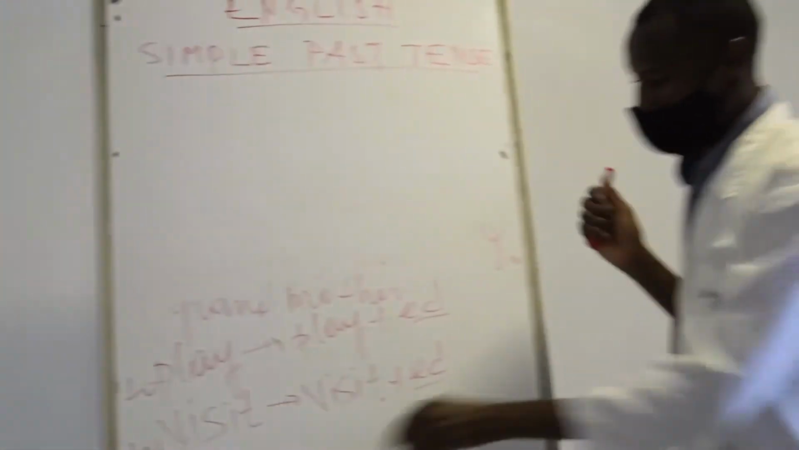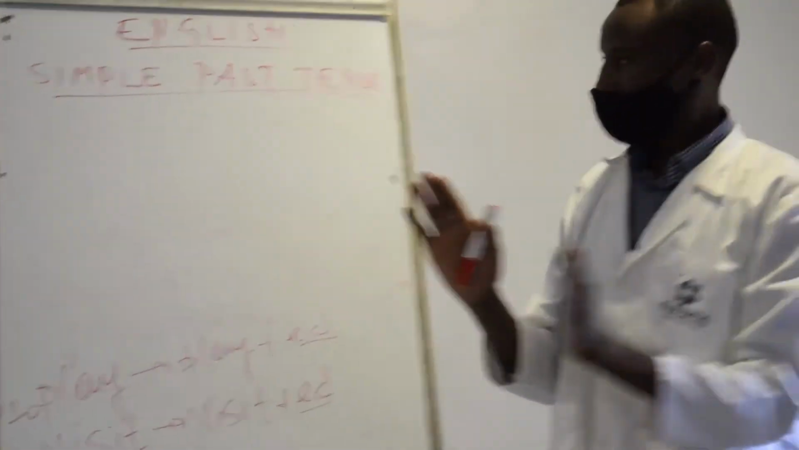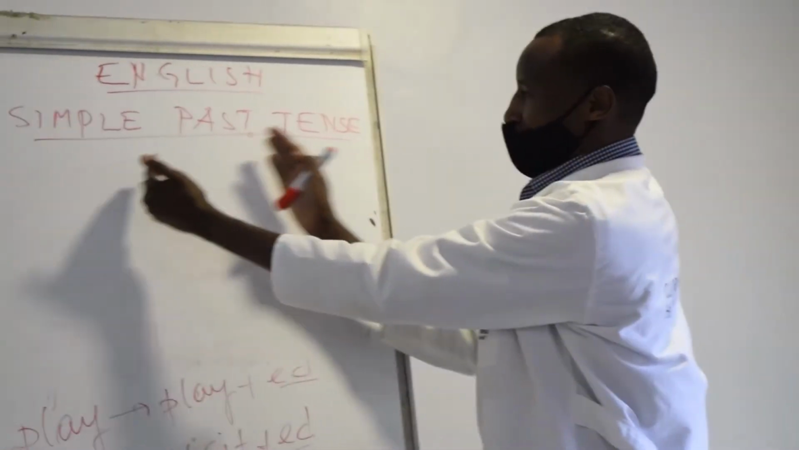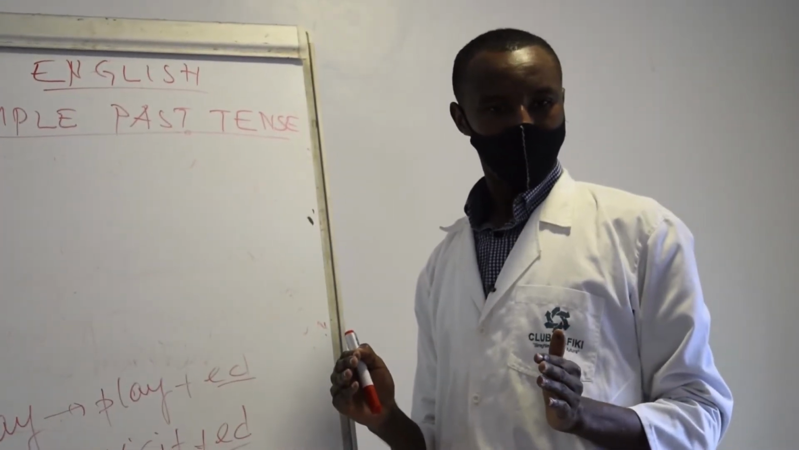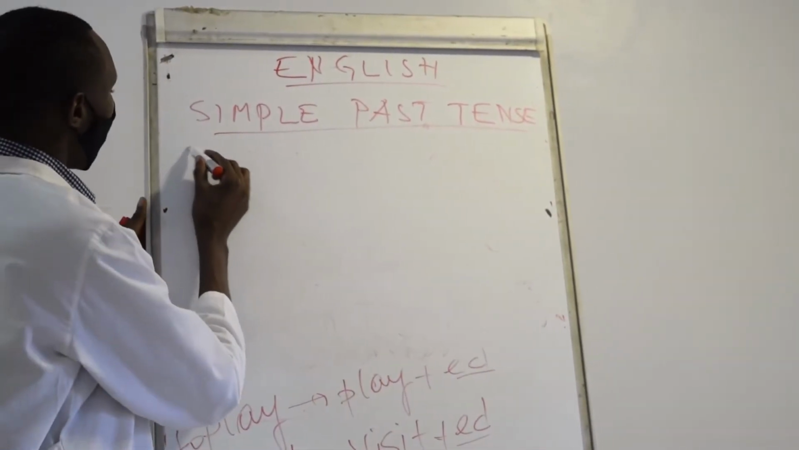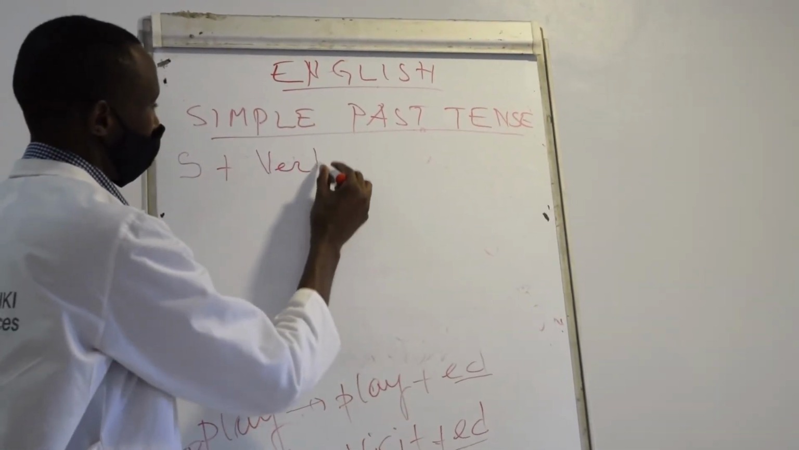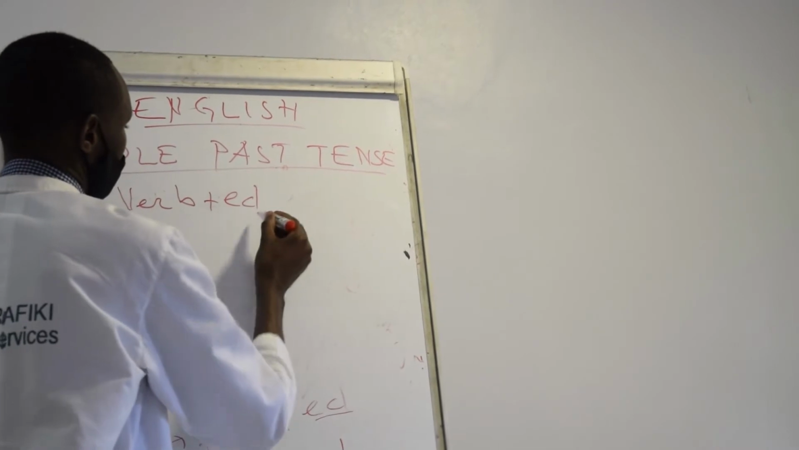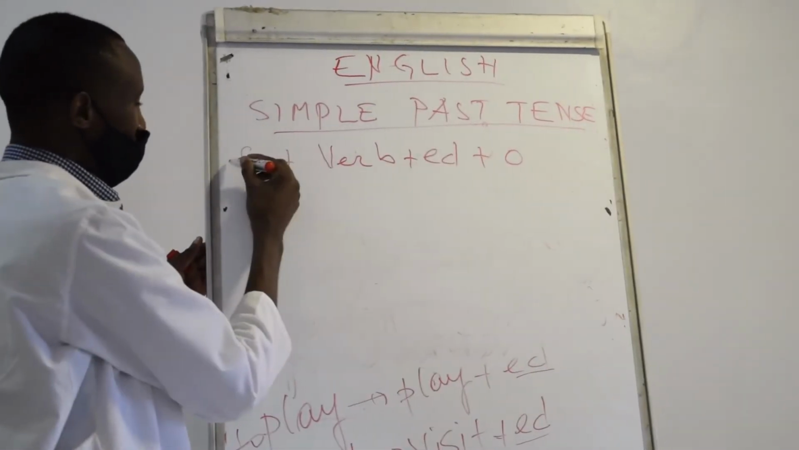Now, who can tell us, if you want to form the simple past, the formula of forming the simple past tense? How can you form it? Who can tell us? Judith? Just take a subject, okay? Plus verb, plus E, D. Then you add the object. That is rule number 1, I think.